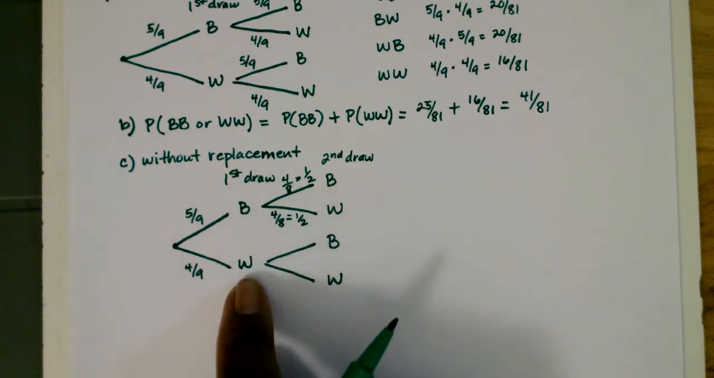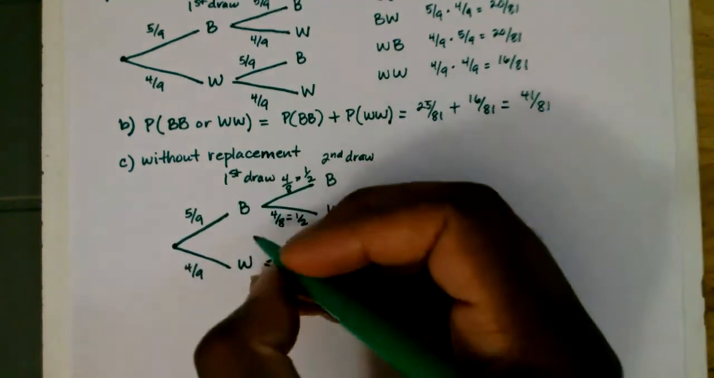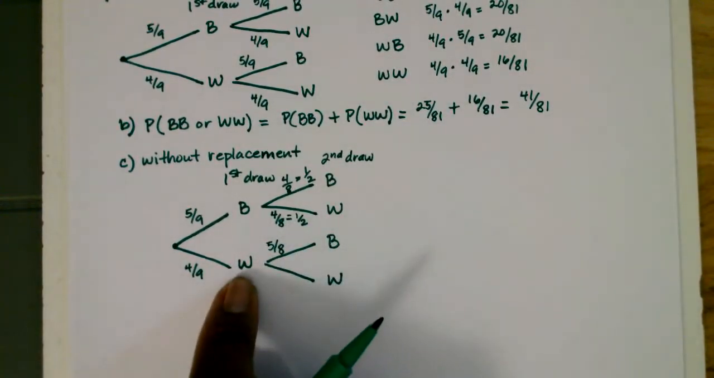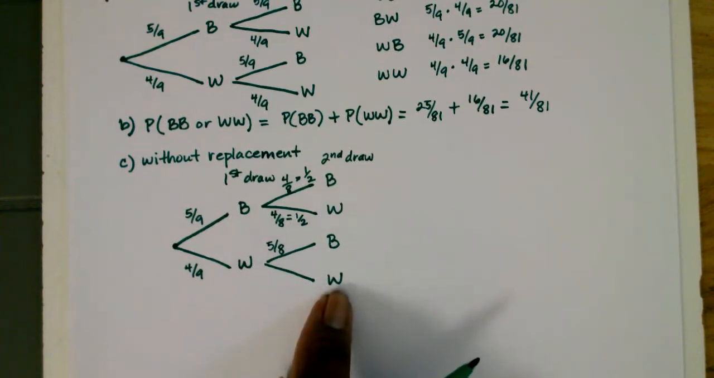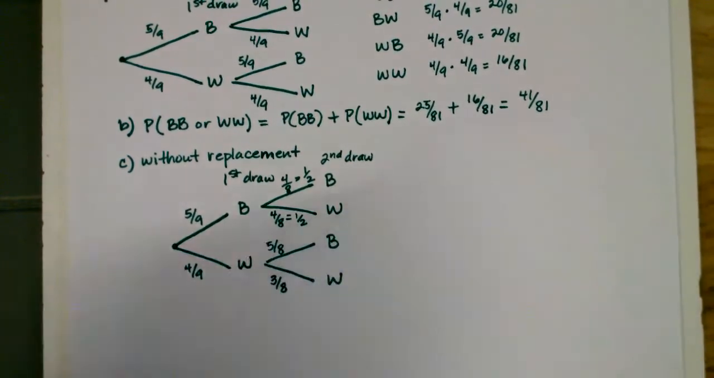Now, for the first ball being white, this time you're going to have 8 balls left. The number of black balls after the first draw will still be 5 out of 8, so the probability there will be 5/8. And if the first ball is white, then instead of 4 white balls, you're going to have 3 white balls out of 8. So the probability of selecting a second white ball would be 3/8. So you can see here that your probabilities will be changing because of the without replacement.